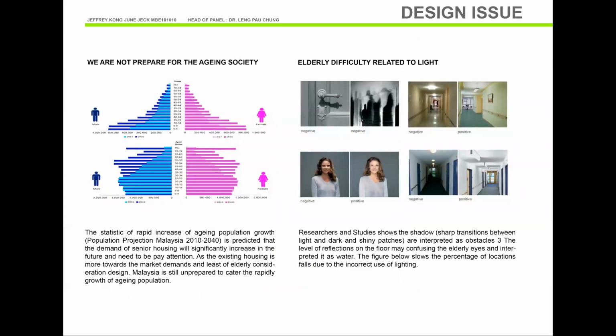So this is a design issue. The statistics show the increase of the aging population over the years, and they are expected to increase further. The second thing is the lighting sources. From the picture, you can roughly see that light affects the vision of the elderly. Correct lighting will have a huge impact, especially in preventing them from falling or getting injured in the home.